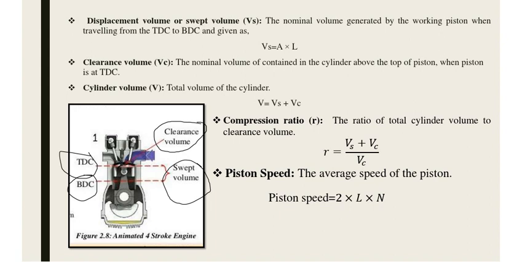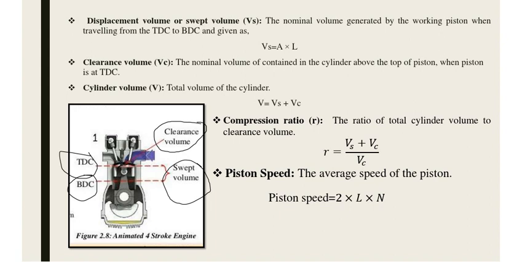Then the next term is cylinder volume, which is the total volume of the cylinder, that is the summation of swept volume and the clearance volume. Then my next term is compression ratio, which is defined as the ratio of total cylinder volume to the clearance volume, that is Vs plus Vc upon Vc.